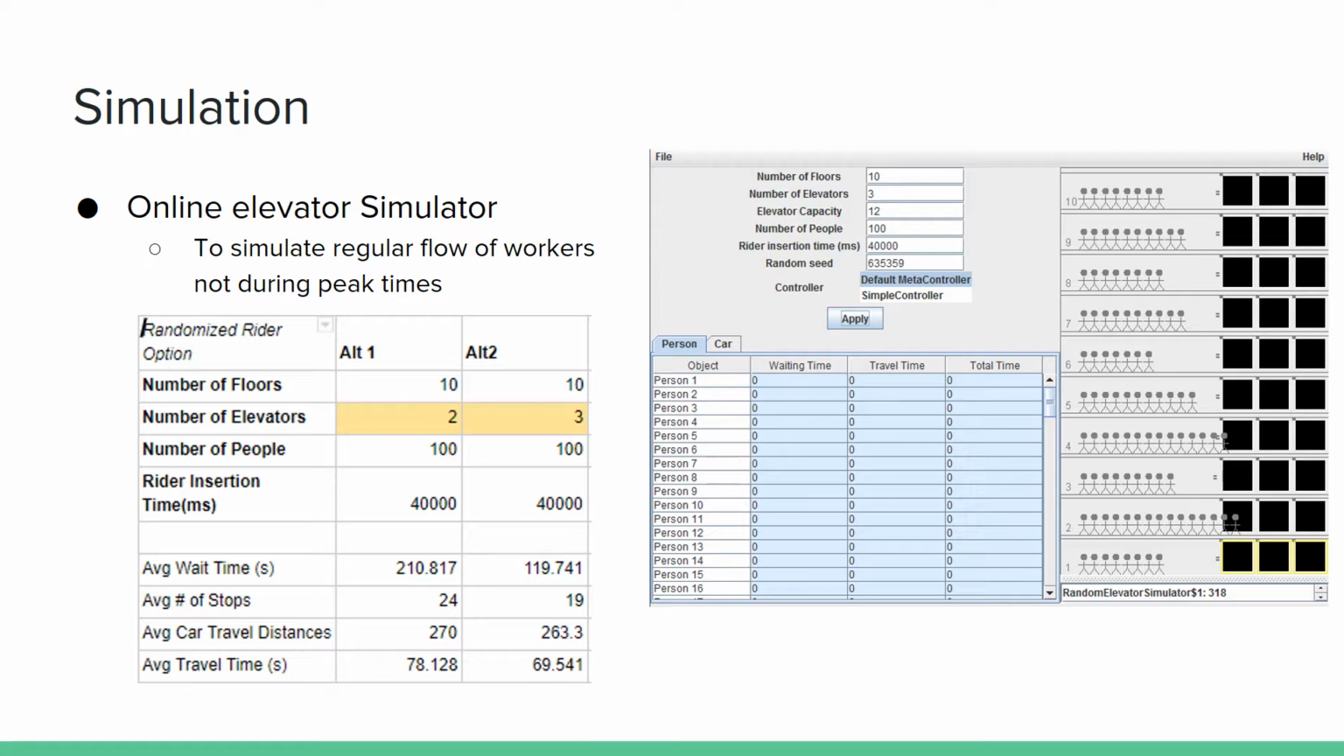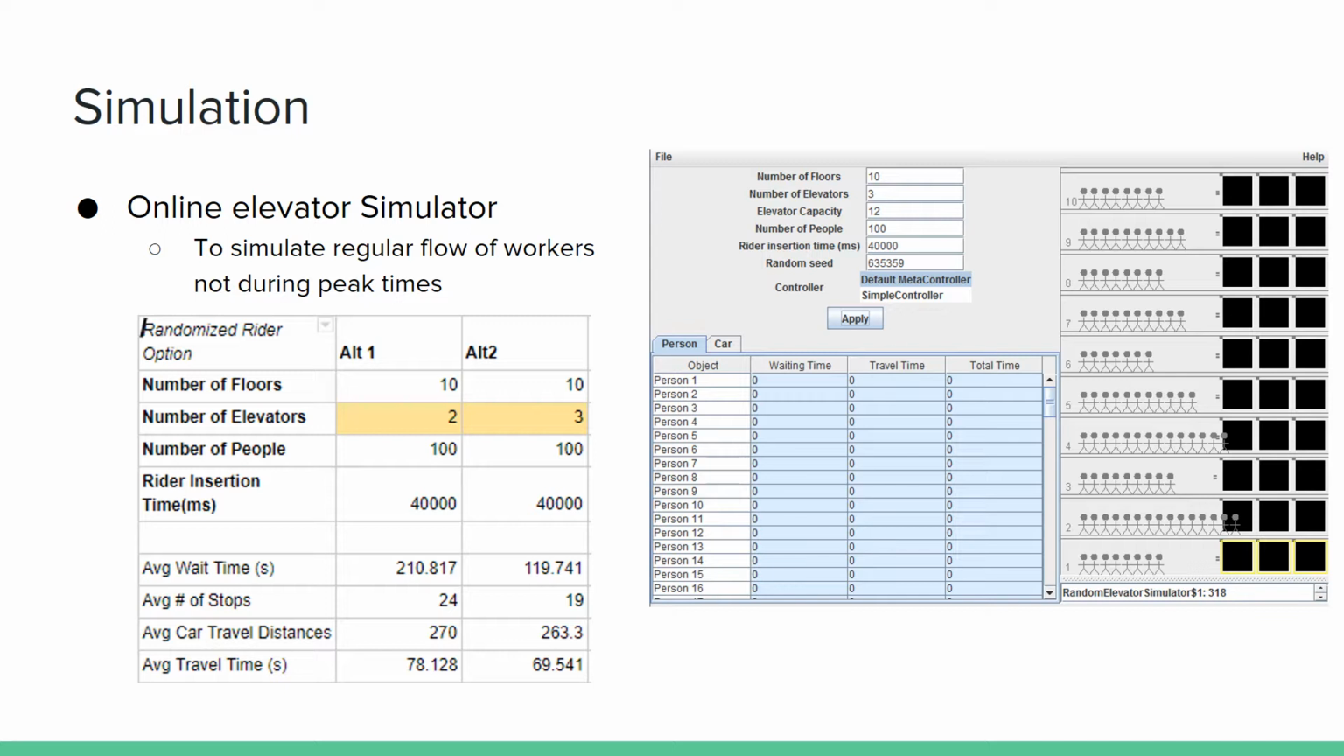Okay, so we used an elevator simulator that we found online in order to get an idea of the results that certain alternatives would bring. Because the man lift is basically a temporary elevator with manual operations, the elevator simulation would give us pretty similar results. We only used the simulator to illustrate the flow of workers that happens not during peak hours, so this isn't supposed to simulate the morning rush or before the end of the day when everyone is leaving.